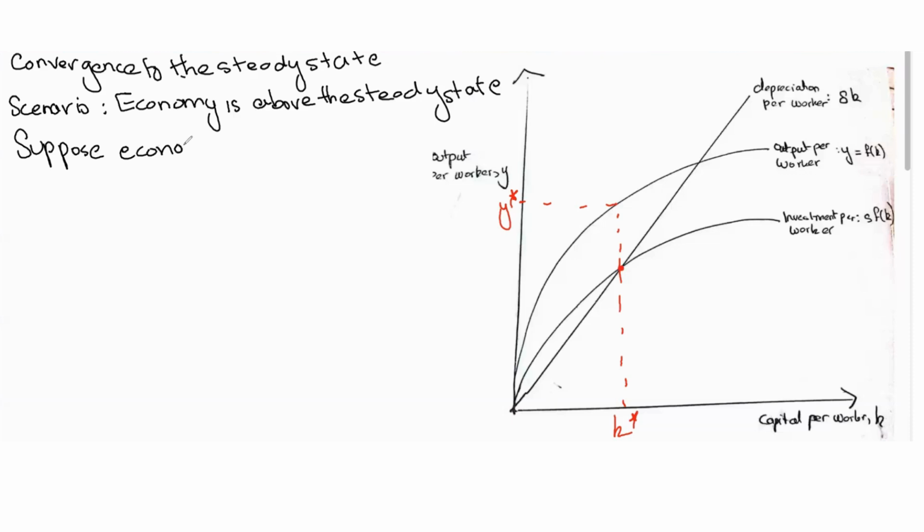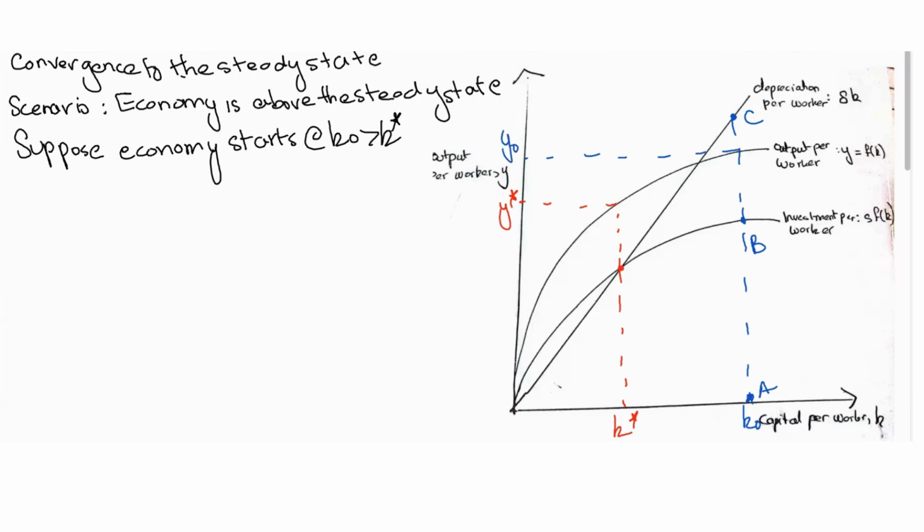Now what we're saying is, suppose the economy starts at k naught above k star, right? So it's starting above the steady state. Say k naught is somewhere over here. Let's just label this point as A, let's label this point as B, and let's label this point as C. And we know from the per worker production function associated with k naught, output per worker is y naught.